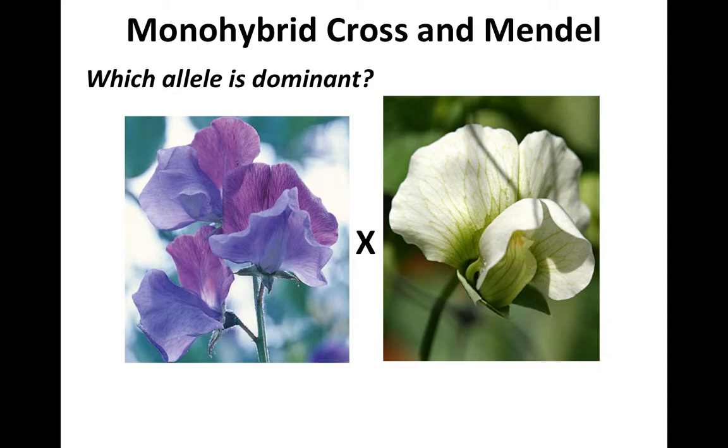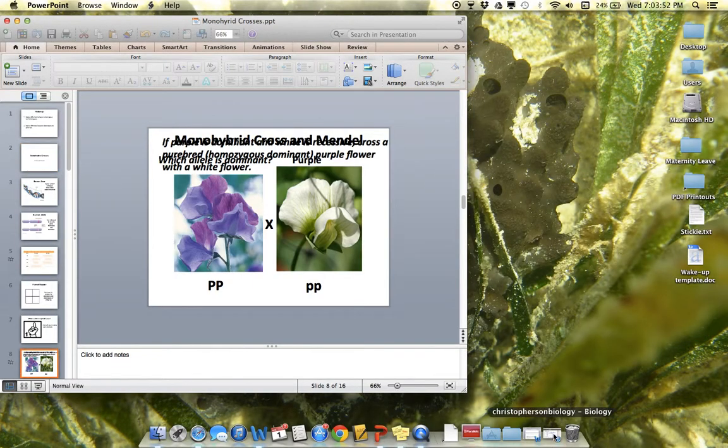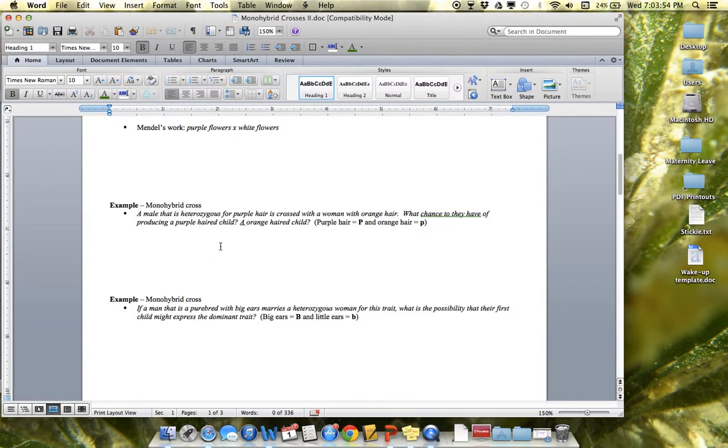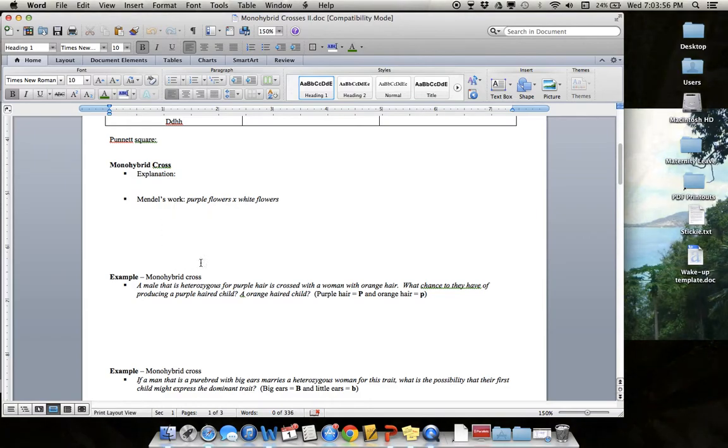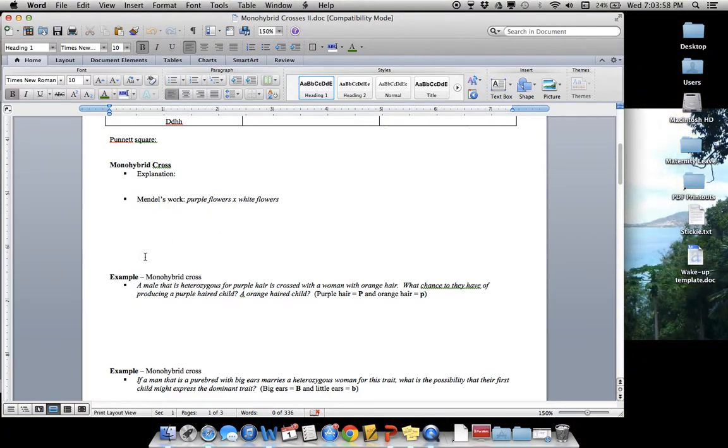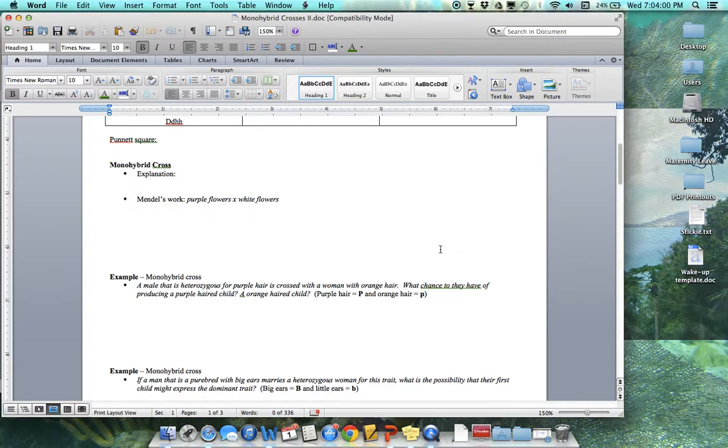Who knows what day that was? Maybe Monday, about the Mendelian genetics. Okay, so don't write anything down just yet, but this is in your notes right here under "Where are we?" Right here, Mendel's work, purple flowers and white flowers. So write this first little bit right over here. We're going to put something over here.